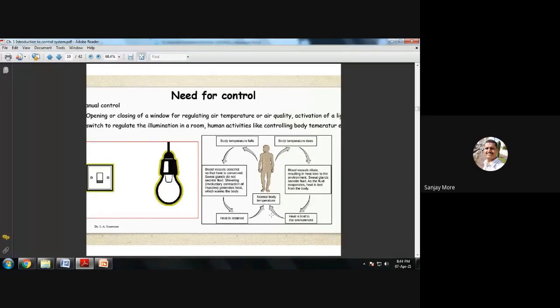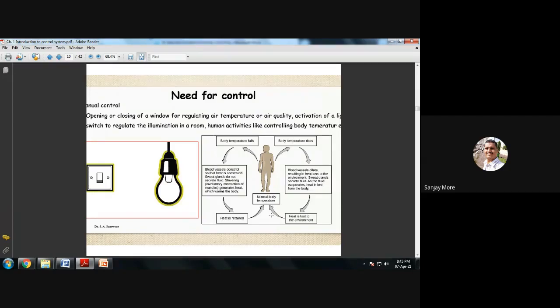So this is manual control system and automatic control system. This next part is open loop control system and closed loop control system. Before starting open loop and closed loop control system, we are going to study what is the need of control system, why control system is required.